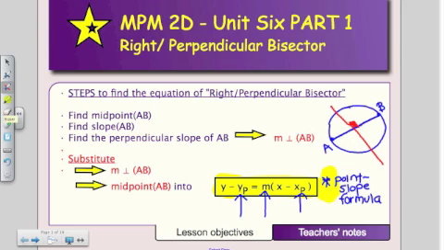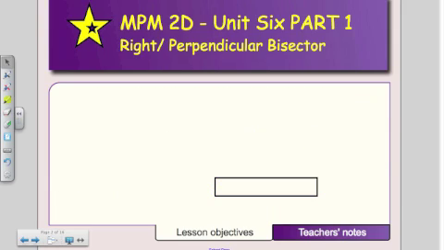Now, in order to find the equation of this line, the perpendicular bisector line, let's call that CD. Step 1, we would have to find the midpoint of AB, then the slope of AB. Step 3 would be to find the perpendicular slope of AB, which we're going to talk about later on. And then substitute the slope that we found as well as the midpoint of AB into the point slope formula to generate an equation of the line.